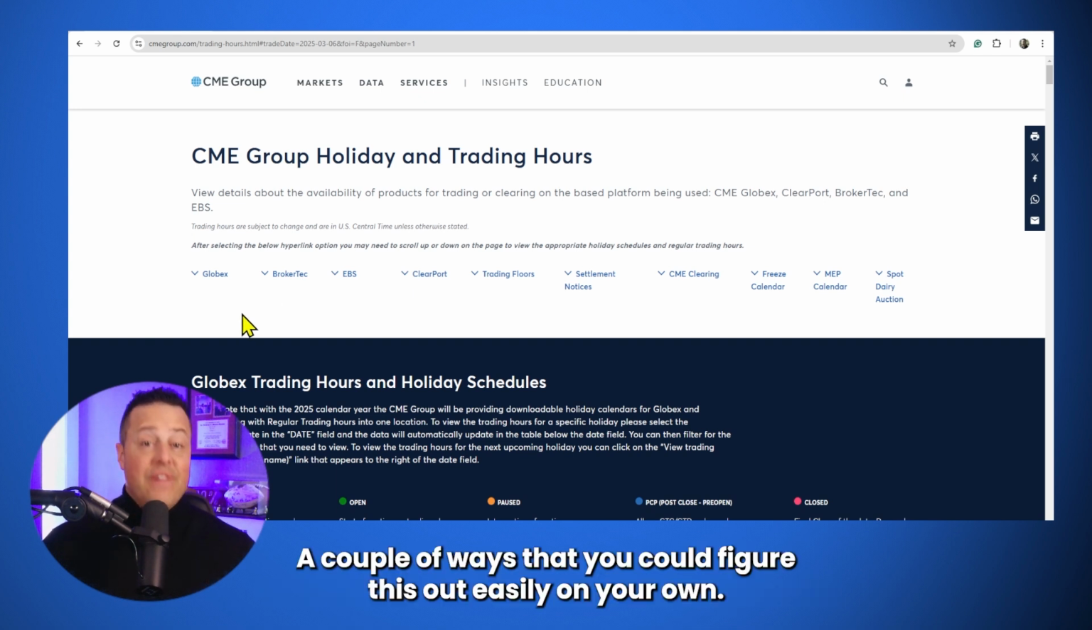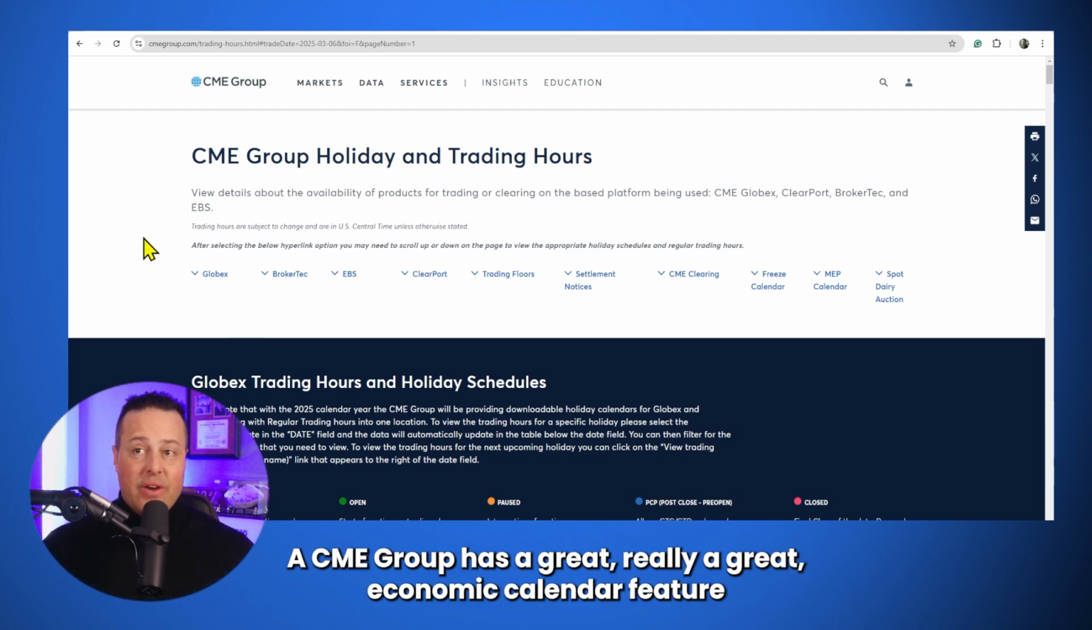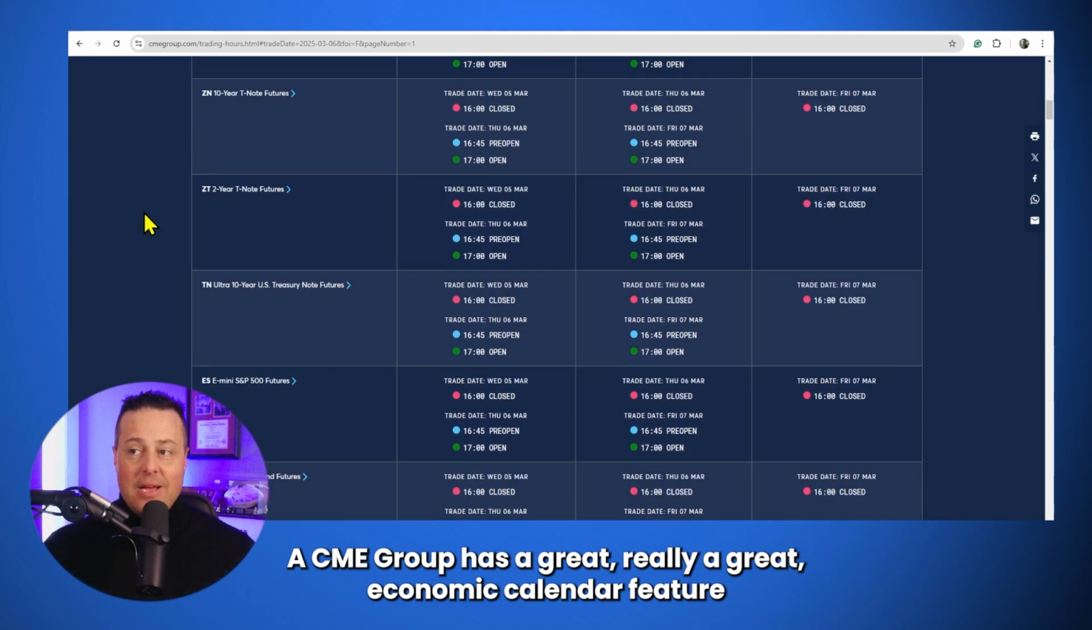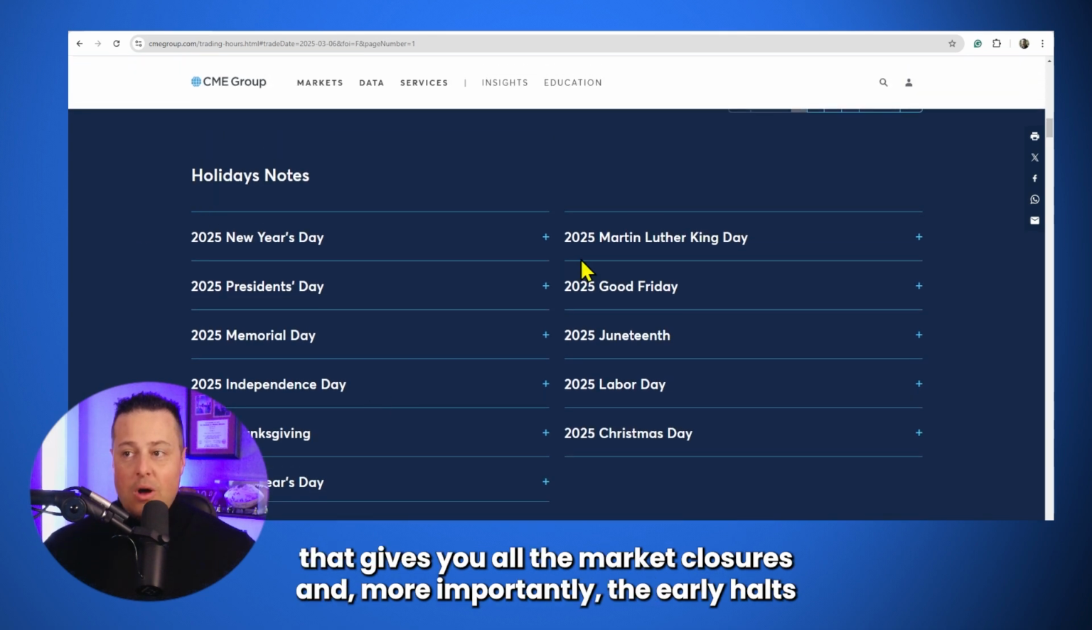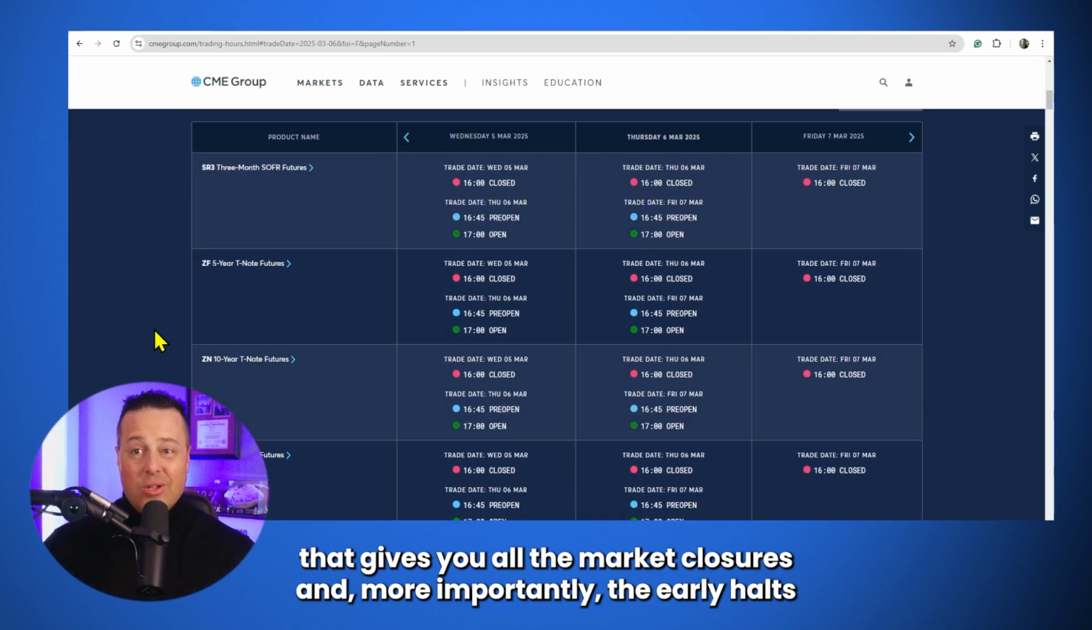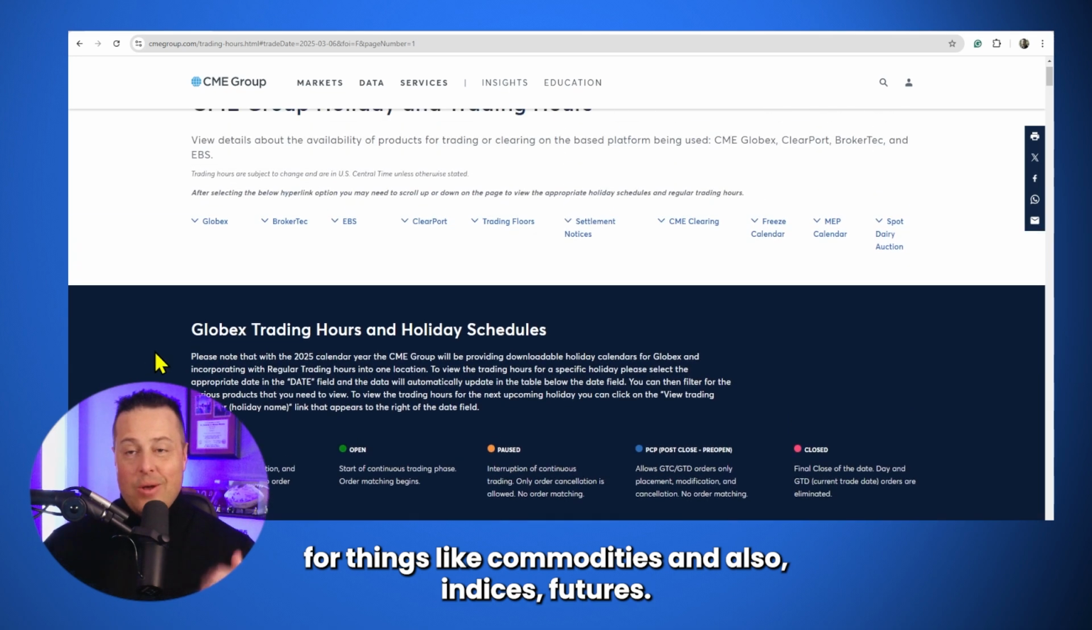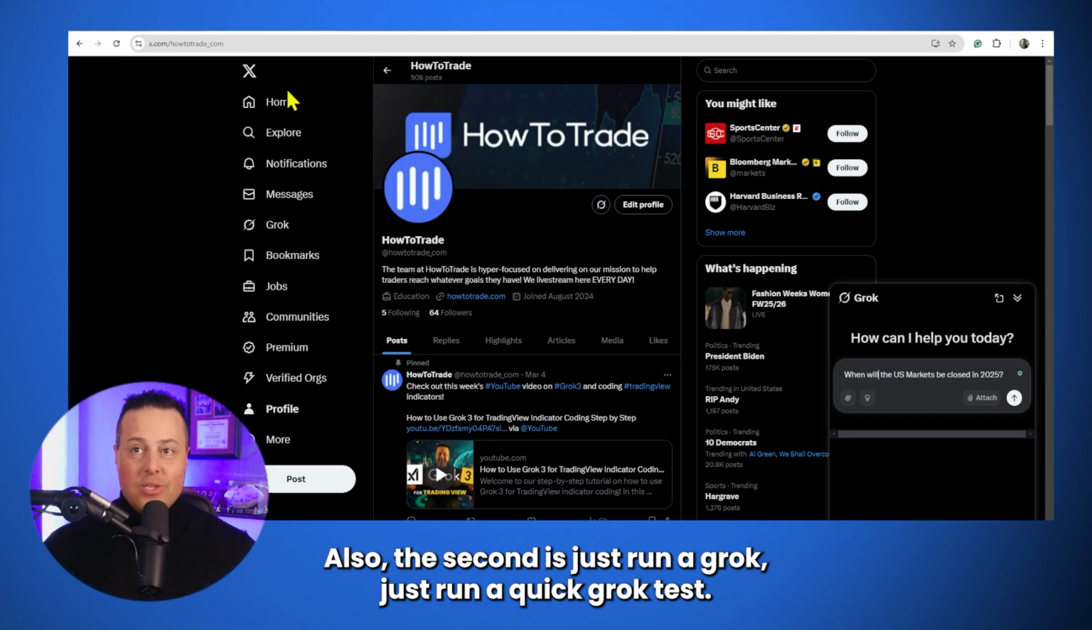A couple ways that you could figure this out easily on your own. CME Group has a great economic calendar feature. It gives you all the market closures and, more importantly, the early halts for things like commodities and also indices futures. Also, the second is just run a Grok. Just run a quick Grok test.